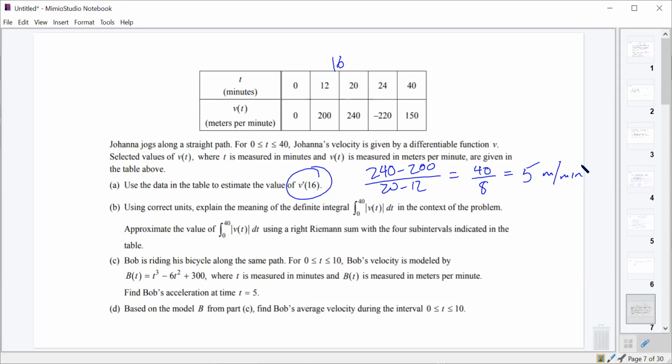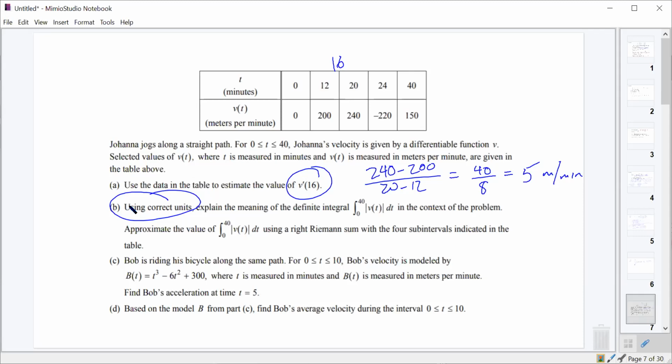Everyone good with part A? Pretty straightforward there. I have a question. I know it's pretty minor, but on the actual test, if you were to not put the meters per minute in the answer, would they dock points? You would be fine on this particular one because it does not say indicate units of measure. So here, in part B, using correct units, explain the meaning of it. If it says using correct units or indicate units of measure, there is a point associated with units. If it doesn't say that, there is not. Always safe to put it just in case, but you would be fine if you just wrote 5. Everybody good there?